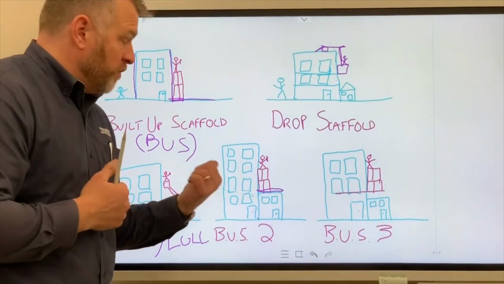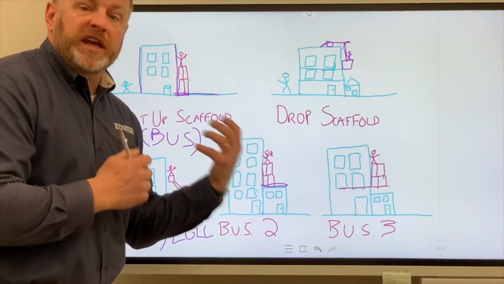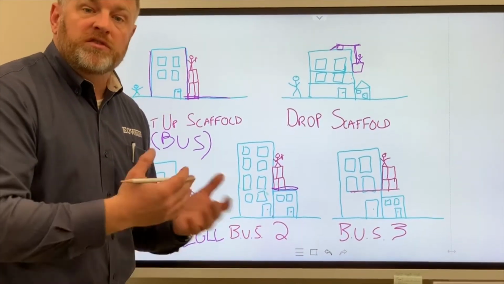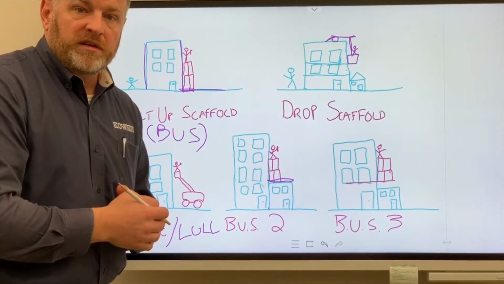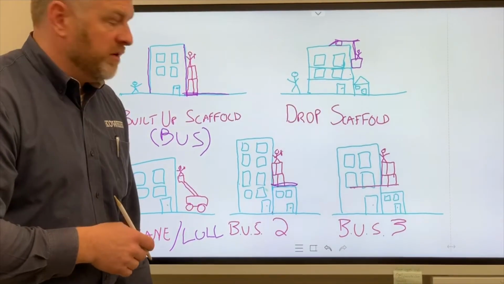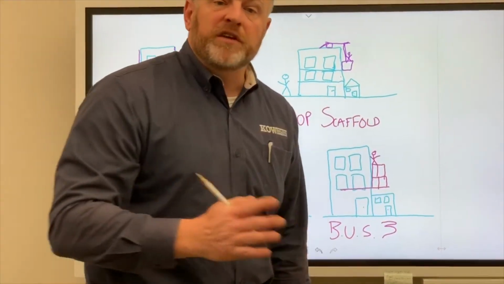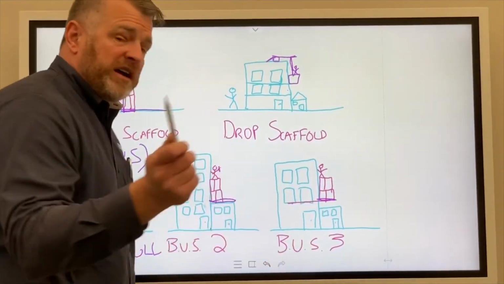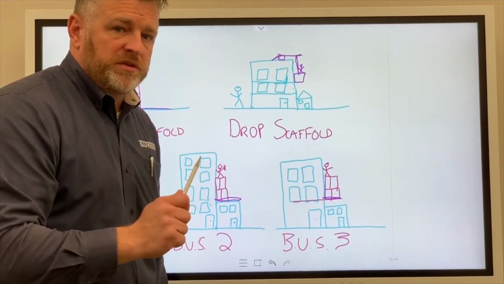We get the advantage, if we're doing a project, of getting access to our facade. They get the advantage of getting a new roof. So there's an agreement that has to work out. Built-up scaffolding 2 on a roof of a neighbor. Built-up scaffolding 3, same concept. Now this you're not going to do with existing buildings, but you will see it with new construction.